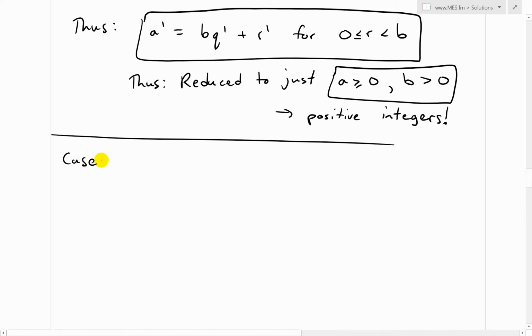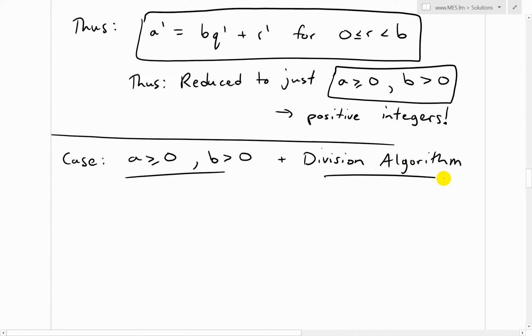So the case here is a greater than or equal to 0 and b greater than 0. And also I'll show the division algorithm which is used in the proof of their existence. I was thinking proof, but I was saying algorithm.